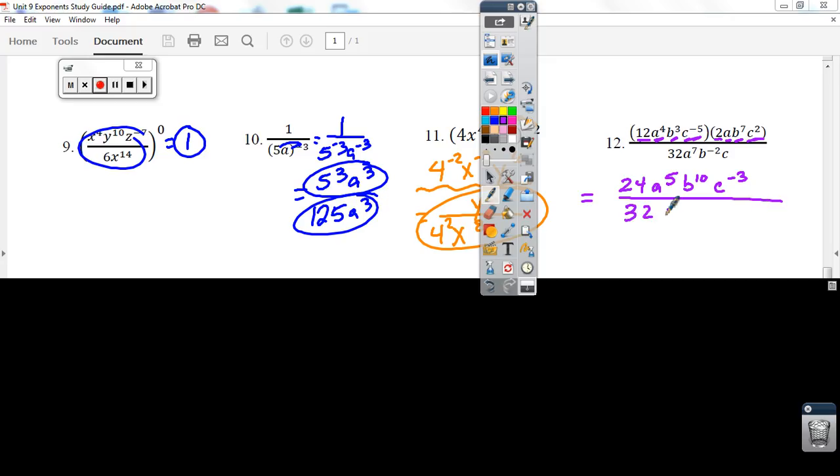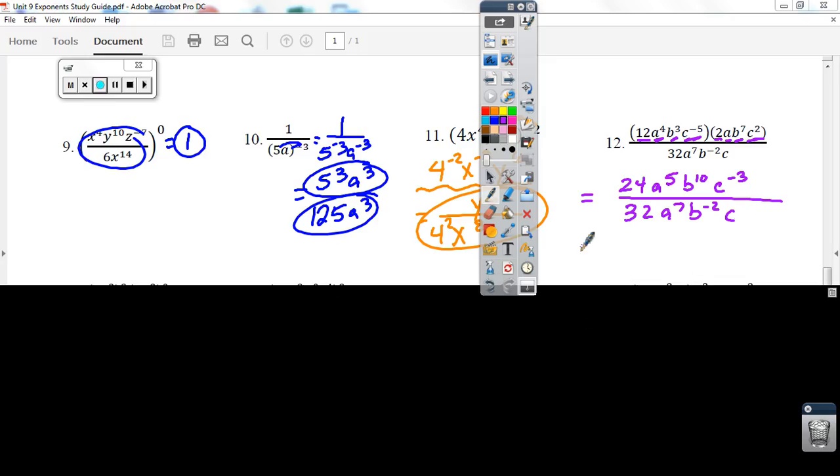Bottom is still 32, a to the 7th, b to the negative 2, c. I don't like dealing with things while they're negative, so I'm going to move it. 24, a to the 5th, b to the 10th. Now this b moves up, becomes positive, positive b squared, over 32, a to the 7th. This c is still here, and this c moves down, c cubed. 32. I just see those coefficients as different, so I'm going to simplify that very shortly.